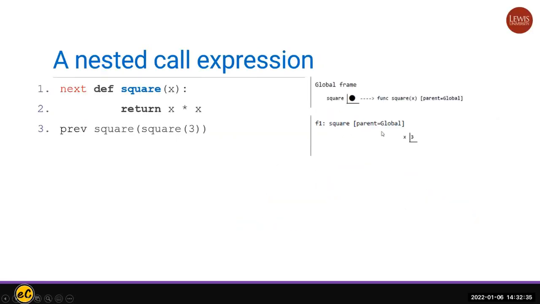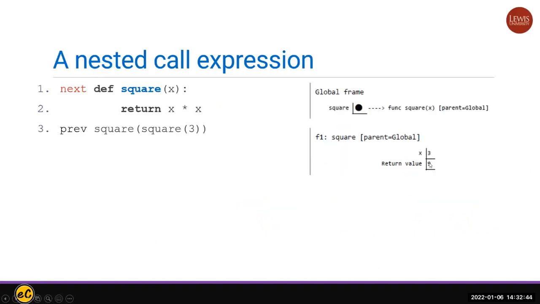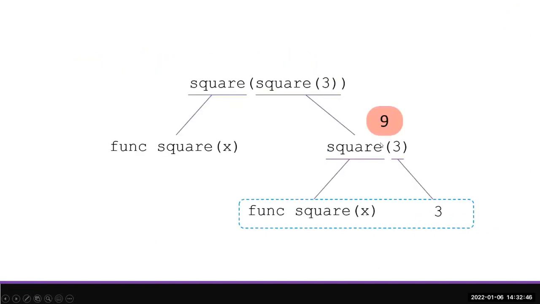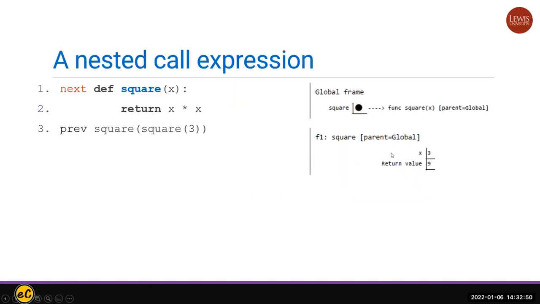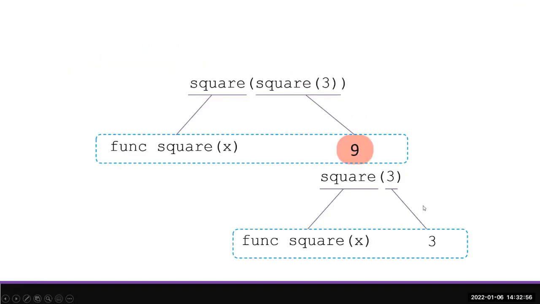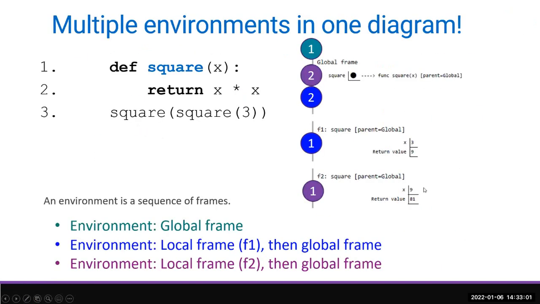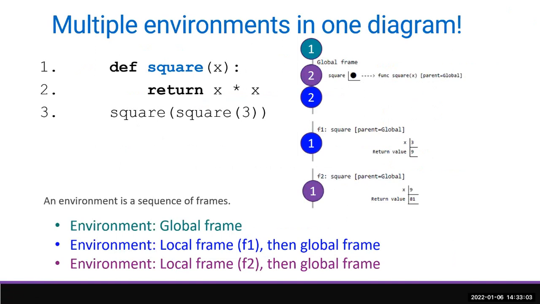And then we have a square function, x equals three. We run this one and we return value nine. And this value will now be passed back to here. Then we will evaluate the second square call, and we'll get 81, okay? We'll get 81.